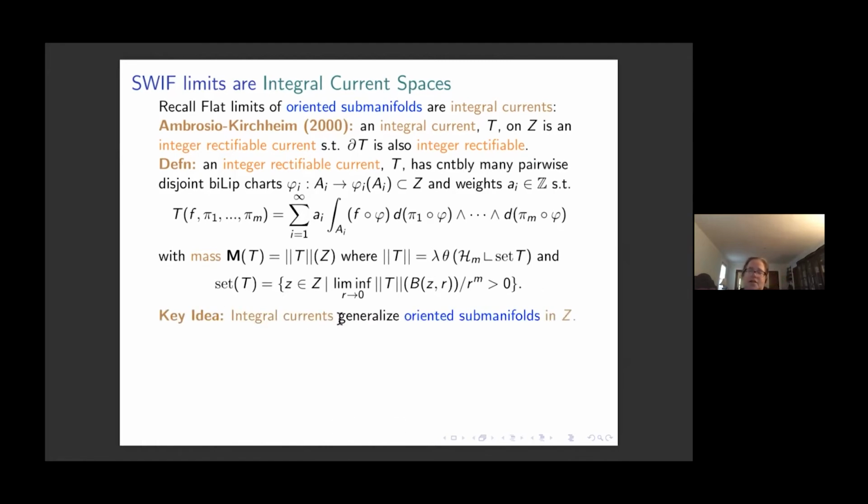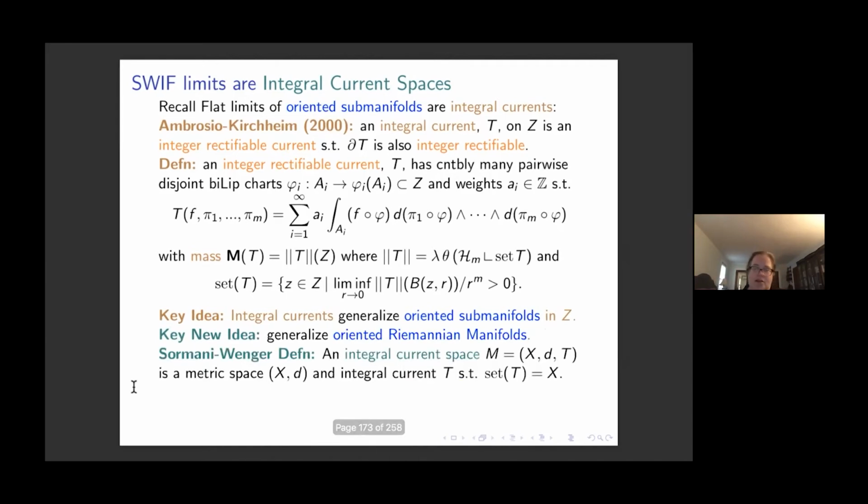The key idea is that integral currents generalize oriented submanifolds in Z, and the new idea was generalizing oriented Riemannian manifolds, so we needed to have separate spaces. And so Wenger and I defined an integral current space to be a metric space (X, d, T) with this integral current T, and we require the integral current T to have its set equal the entire X. So X becomes a rectifiable metric space, and it is covered by the charts almost everywhere.